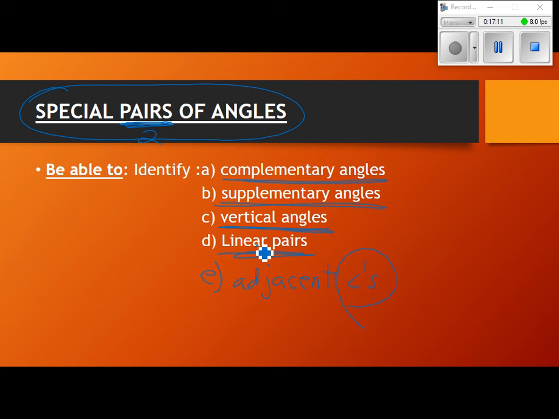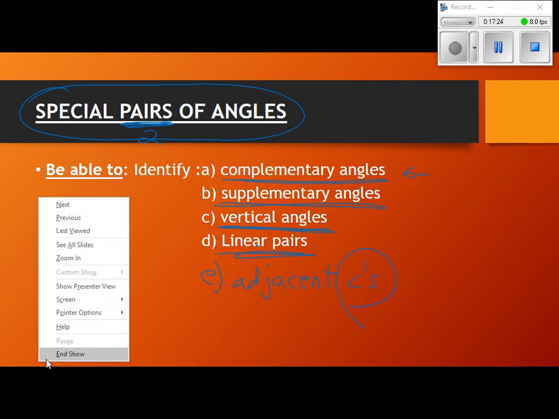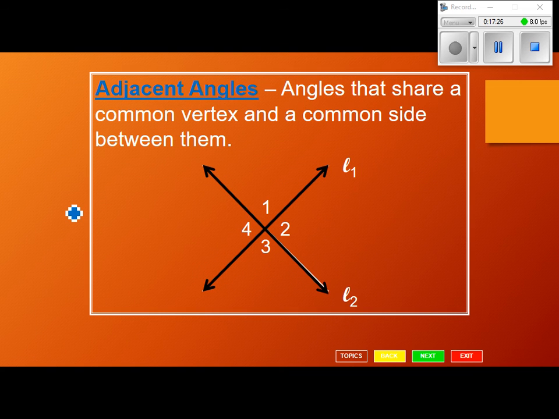Some of you might know complementary angles. Complementary angles, I think that's the first one we're going to go over. It's two angles that together add up to be a right angle or add up to be 90 degrees. You dealt with a few of those on the last assignment. I guess the first one we're going to talk about is adjacent angles, the one that I forgot up there. Adjacent angles are angles that share a common vertex and a common side.